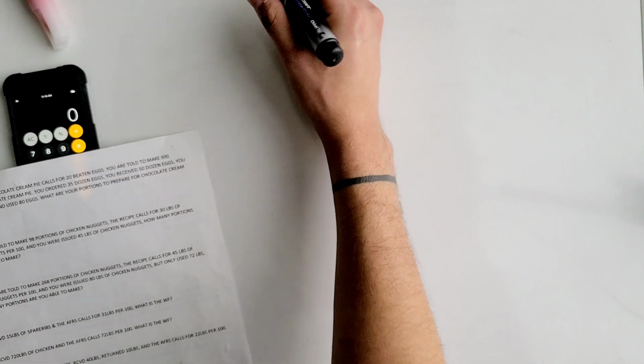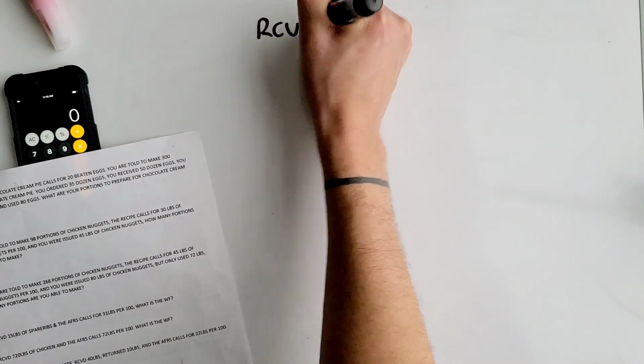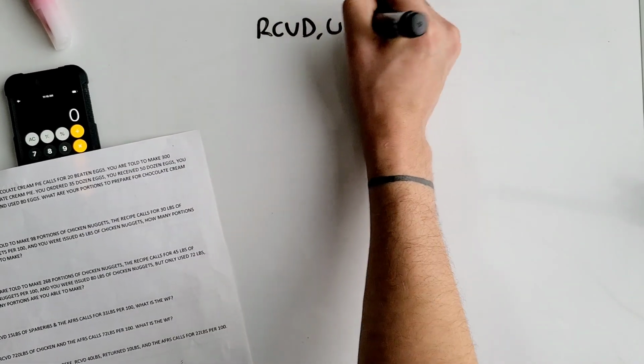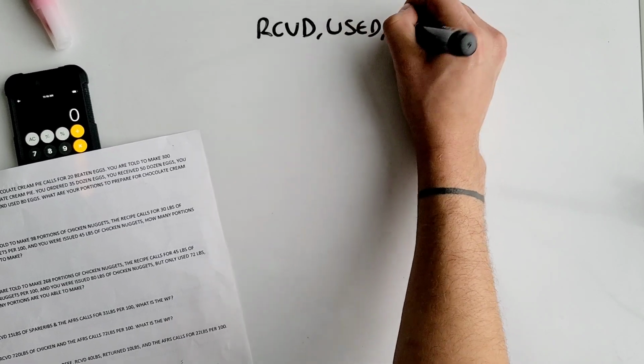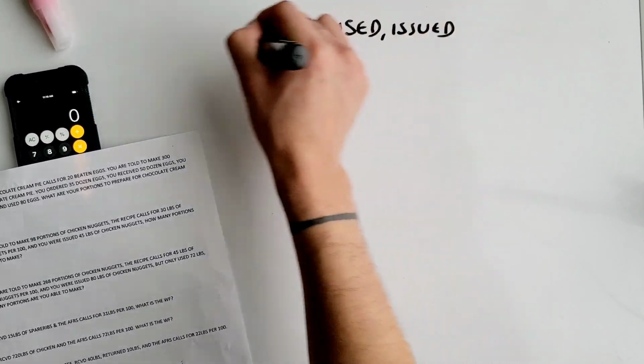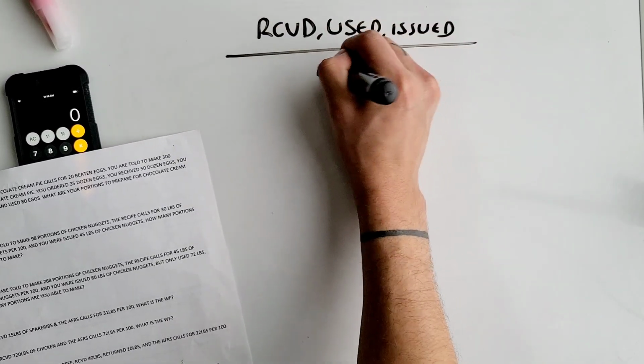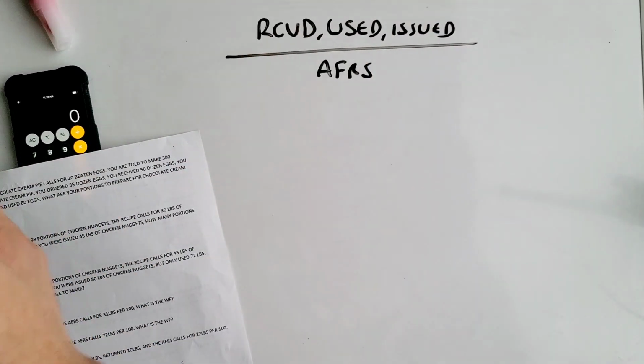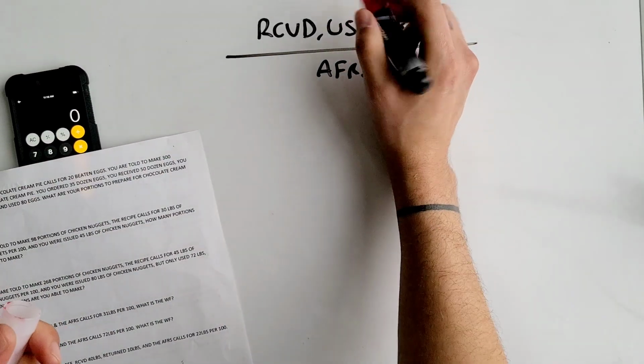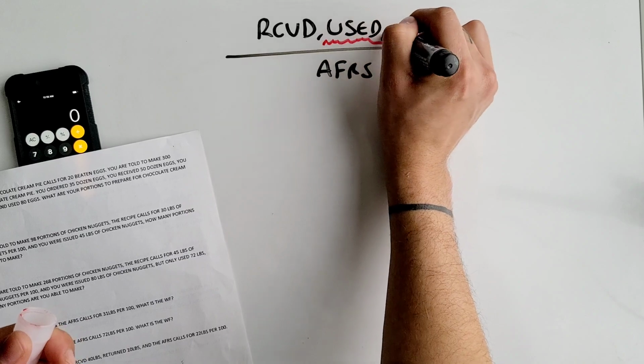So the formula for that is either your received (RCVD), or your used or issued, divided by your AFRS, what the recipe calls for. So again, the main word you want to focus on when it comes to this is your used.